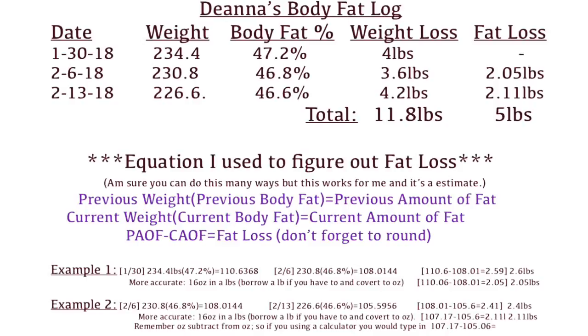Because obviously that 1 is not going to change the 0, so I did it at the 1. That ended up giving me my previous weight minus current weight, 110.6 minus 108.1, which equaled 2.59. I rounded at the 5, and the 9 is big enough, so it made it 2.6 pounds.